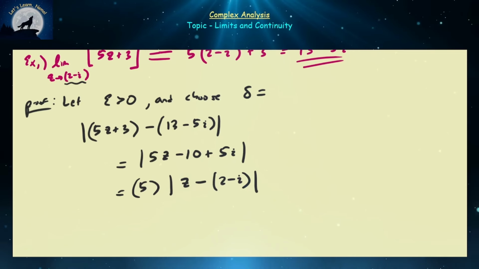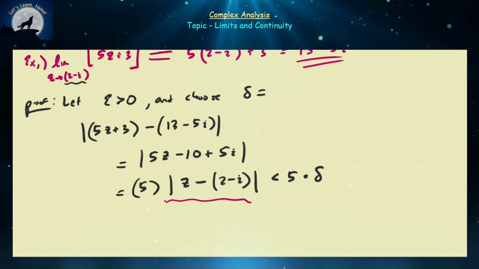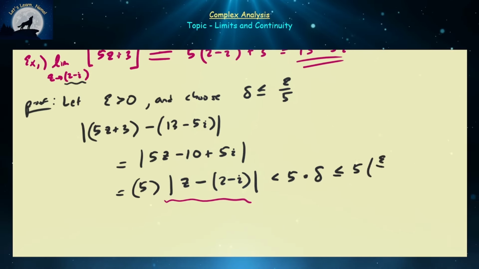Right, so this is going to be our domain distance that we focus on, which is going to be less than delta. So this is going to be less than 5 times delta, and now we exactly know what we need to choose our delta to be, because we want this to be less than epsilon, so we can choose our delta to be equal to, or technically less than or equal to, epsilon over 5. So once we choose that, that's going to be less than or equal to 5 times epsilon over 5, and that's going to give us epsilon.